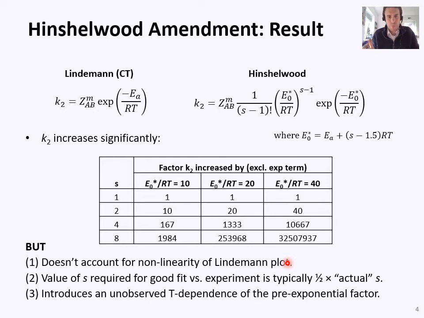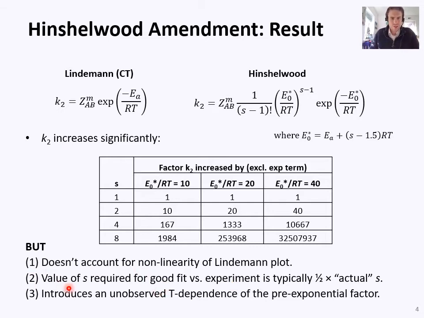So that's great, but what's the problem? Well, there are a few problems. The first problem is that this theory doesn't make any difference to the Lindemann plot. The Lindemann plot would still be expected to be linear using this theory, which is why in books, when you see Lindemann plots and the theory line, the theory is often referred to as Lindemann-Hinshelwood theory. Even when you include the Hinshelwood amendment, the plot is still linear.